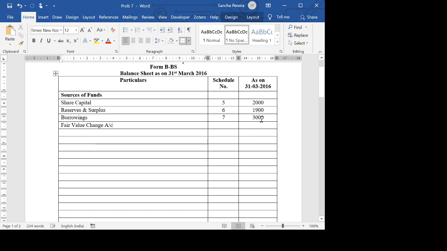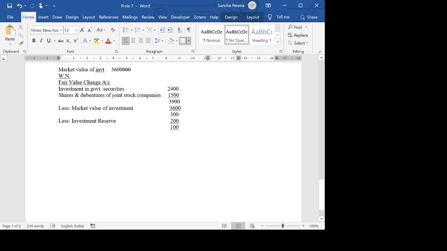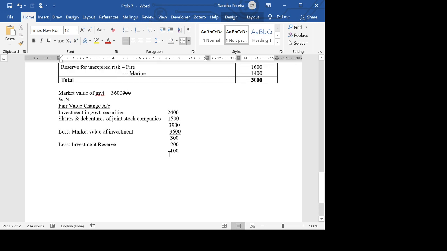Now why am I asking you this question? Coming to this fair value change account, it is shown with all these credit balances. So let's see, coming back to our fair value change account, what it says. This is the calculation for the fair value change account. 3,900 is the book value of the investments. 3,600 is the market value. So basically 300, is this a gain or a loss?